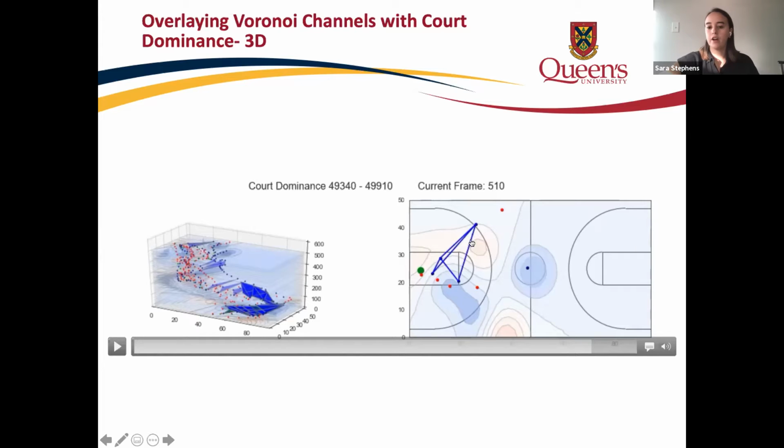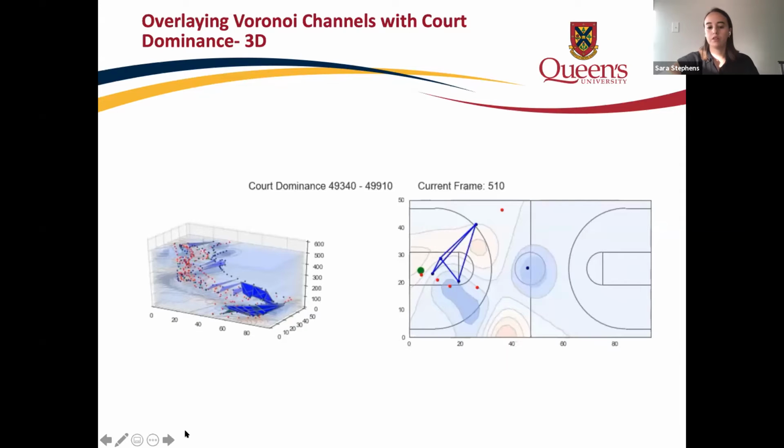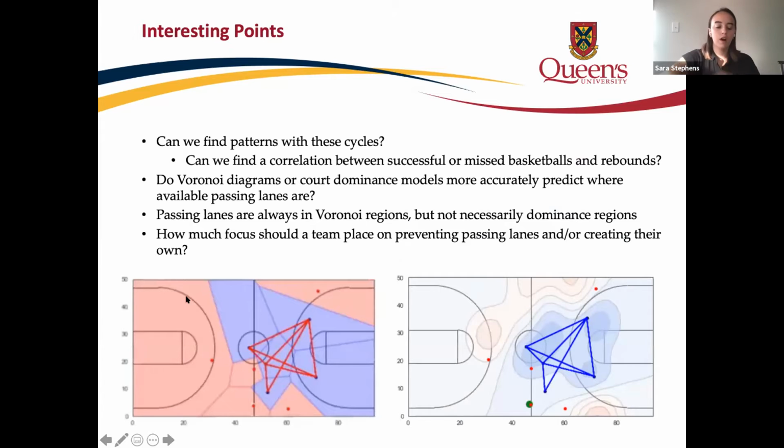So this is an area of higher red dominance, for example. So you wonder what that says about the strength of the pass overall if it's not going through the area of blue dominance. So some interesting observations and questions that I think this model could be useful for.